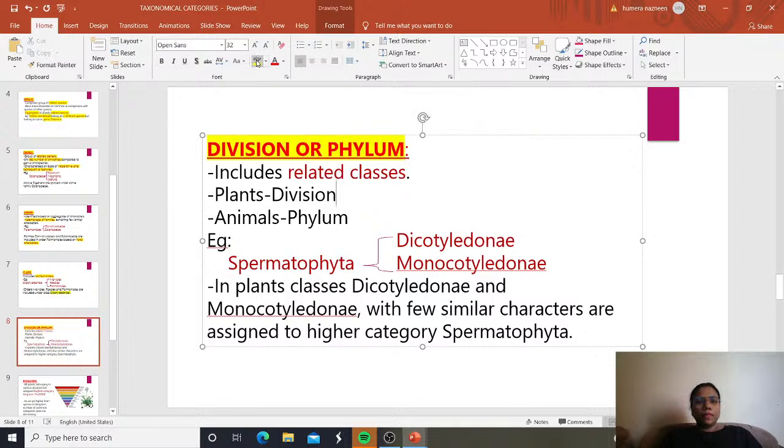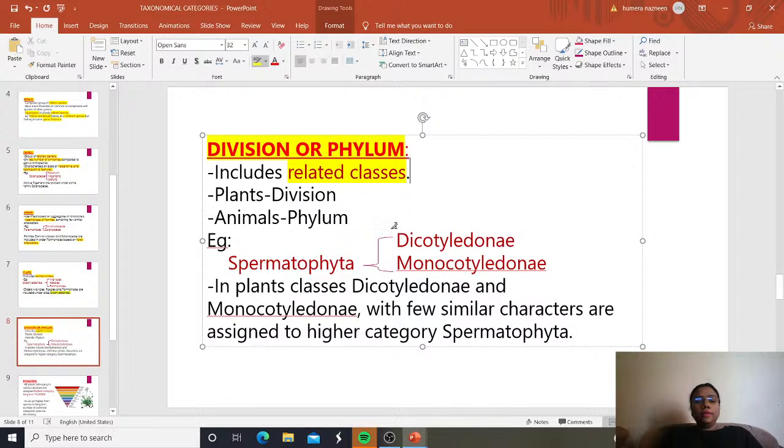Now what is included in this? Related classes are included. In class, related orders were there. Now, related classes, nothing but the same. If you are classifying plants, we give it the name division. If you are classifying animals, we give the name phylum. So you need not get confused. Division or phylum is nothing but the same thing. Division is the word we use for plants, and phylum is the word we use for animals. Both are the same rank or the same level of classification. See, plants is division and animals is phylum.